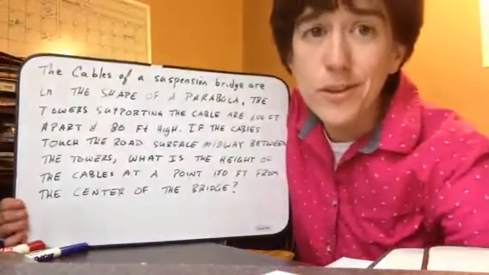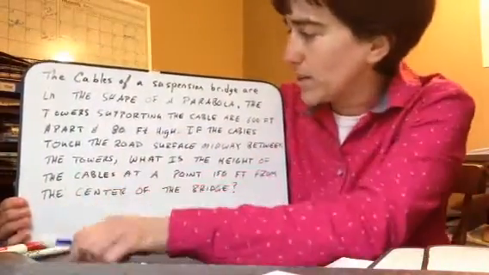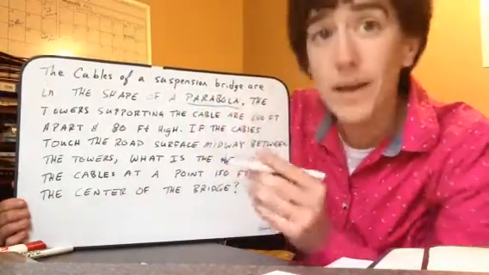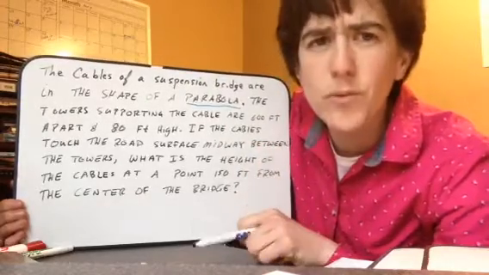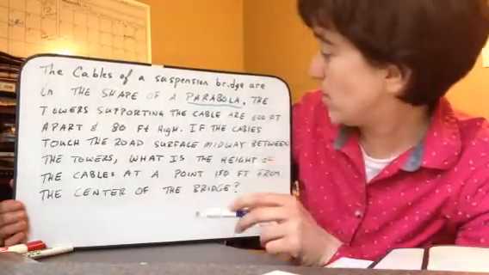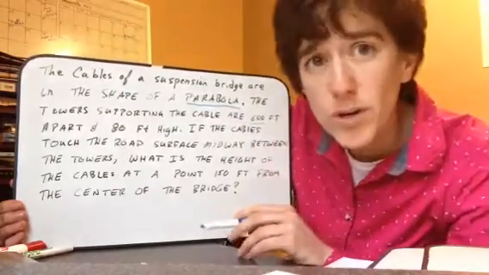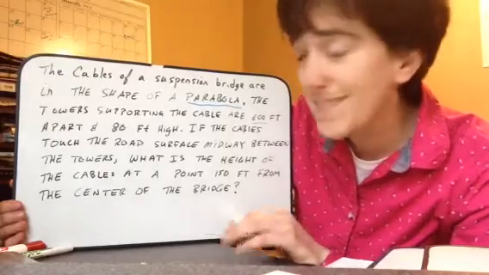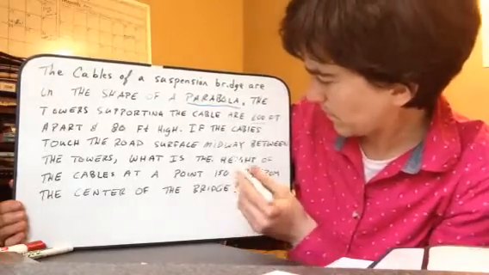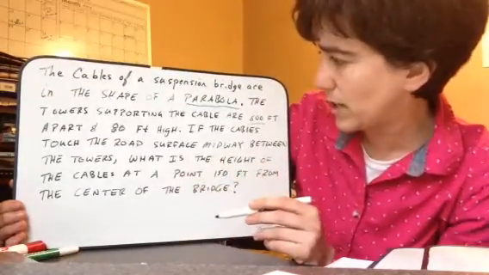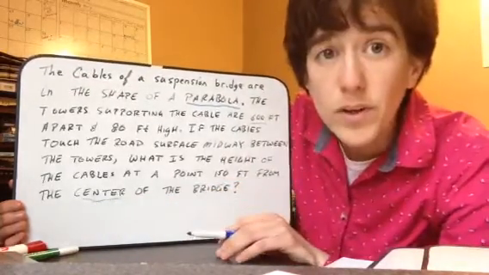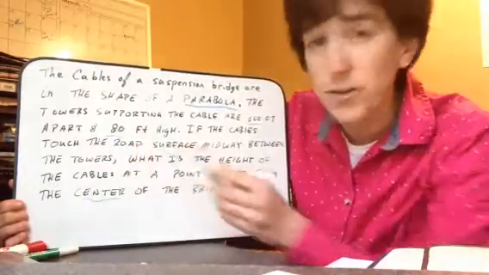So let's just break this down a little bit here. It's important that we notice that the problem tells us that the cables are in the shape of a parabola. Bingo. That tells us that we're going to be able to apply what we've been thinking about so far in this chapter 9. We also know that the supporting towers are 600 feet apart, and that at the midway point, these cables are going to touch the center of the bridge. And we know that our supporting towers are 80 feet high.